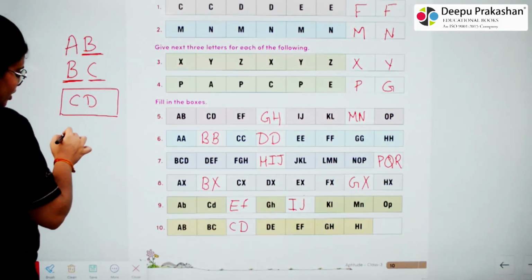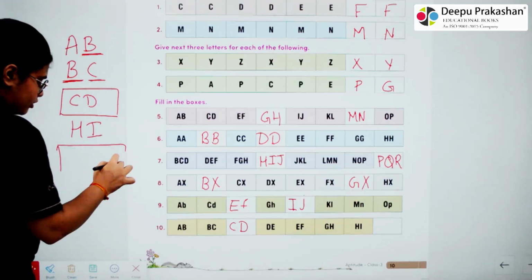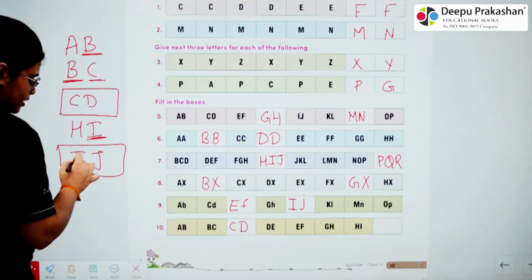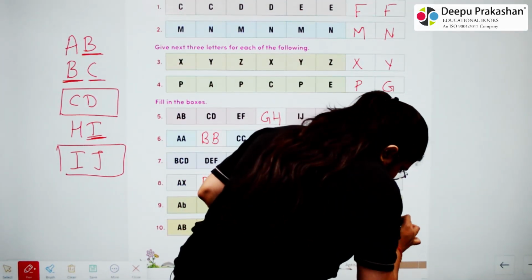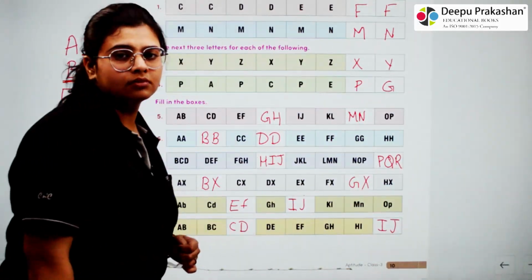And for the last one we are given H, I. So our answer for this will be I as the first alphabet and J as the second. So our answer will be I, J.